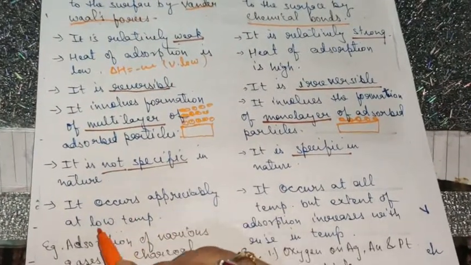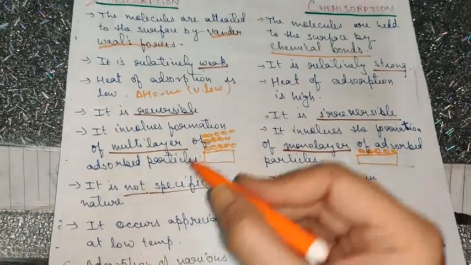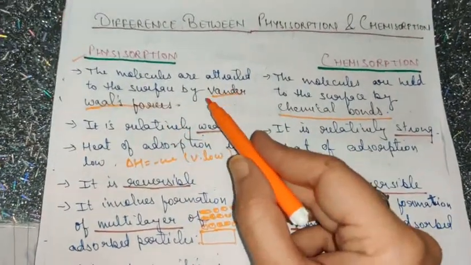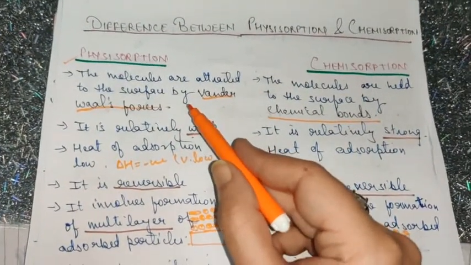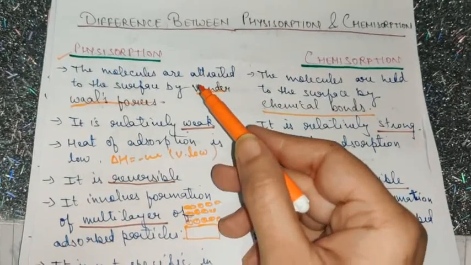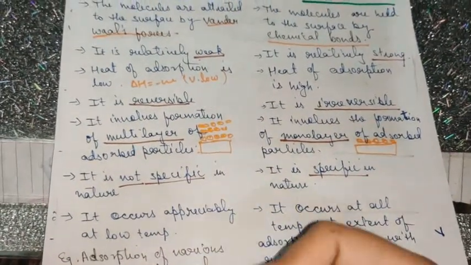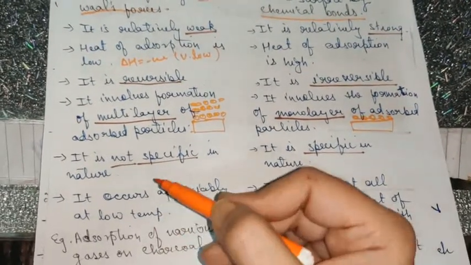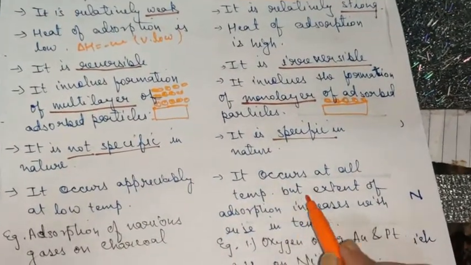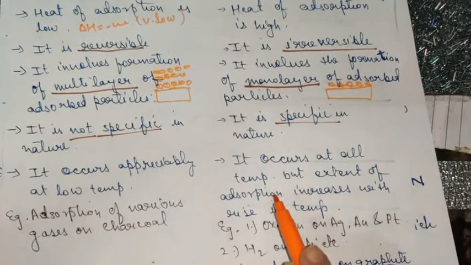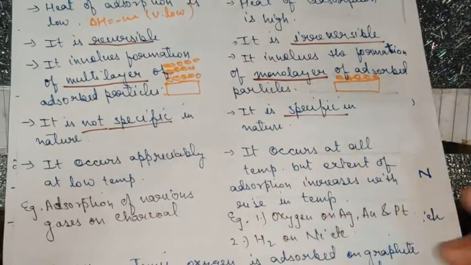Physisorption occurs appreciably at low temperature because these are held together by weak van der Waals forces. Okay, now if you increase the temperature, what will happen? The forces will weaken, will get more weak, and the process will reverse. Chemisorption occurs at all the temperature, but the extent of adsorption increases with rise in temperature.